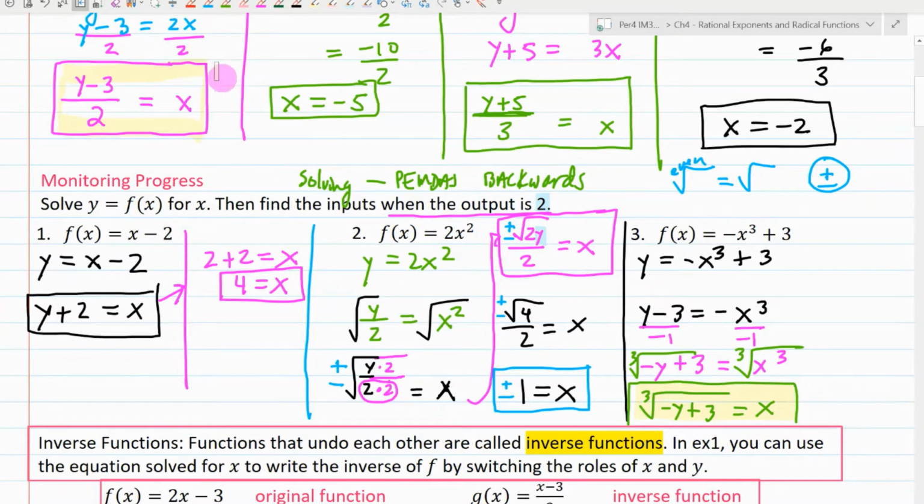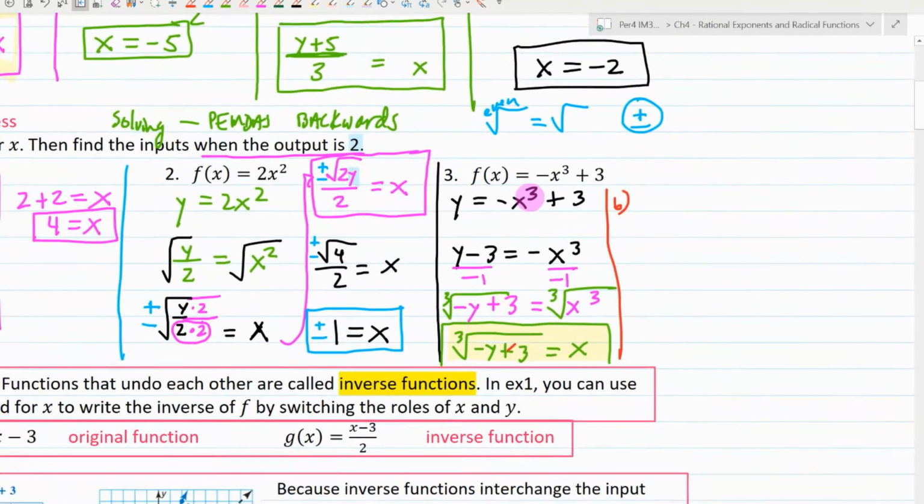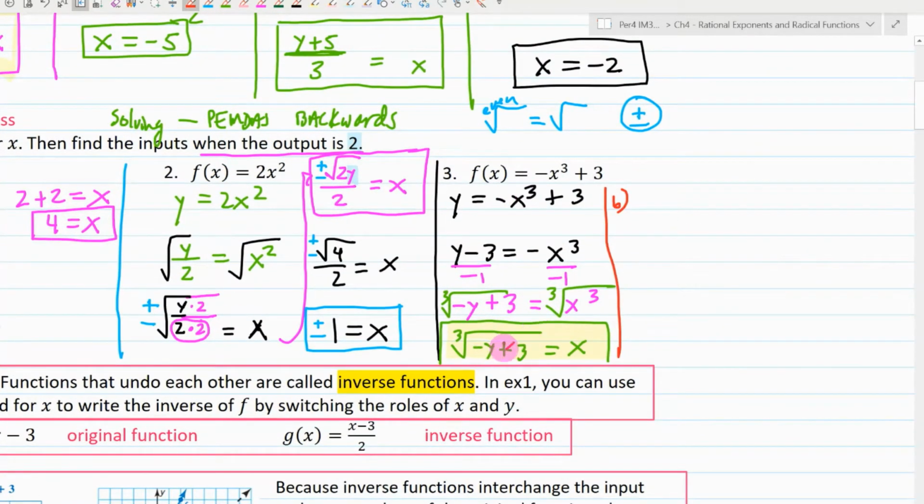And then they want us to plug in the number 2 for the y. Okay, so for part B, we're going to take this equation and we're going to plug in a 2 for the y. So it's going to be the cube root of negative 2 plus 3 equals x. Cube root of 1 is equal to x, and the cube root of 1 is 1.